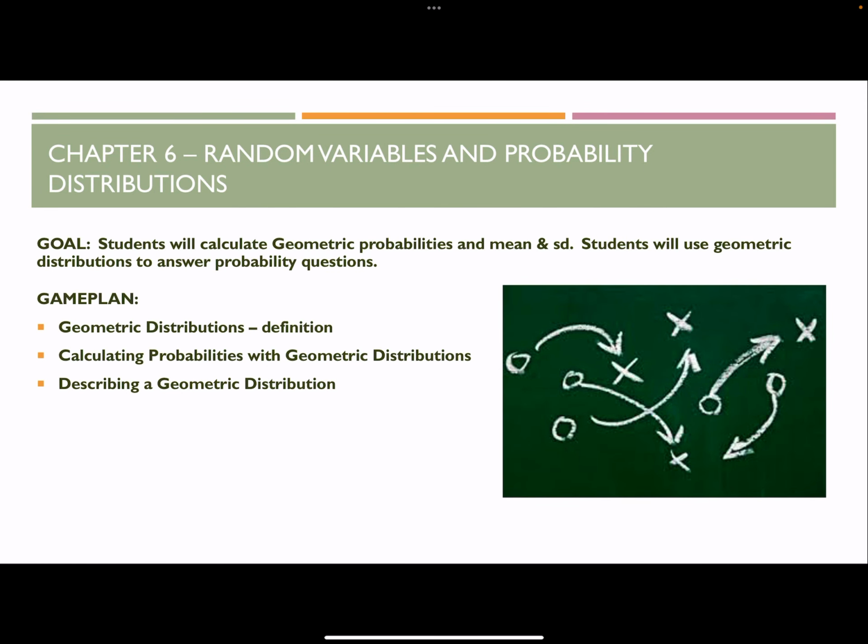Hello. We are here today to talk about the rest of chapter 6.3, and we're specifically talking about geometric random variables and geometric distributions. So first thing we're going to do is define a geometric distribution, talk about what that looks like, and then calculate some probabilities with geometric distributions, and then describe a geometric distribution. And just like every time we describe any distribution, I'm talking about like SOCS: we're going to talk about the shape, the center, and the spread.